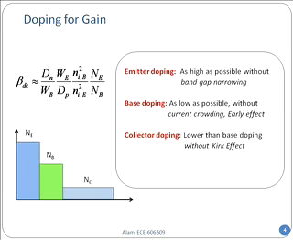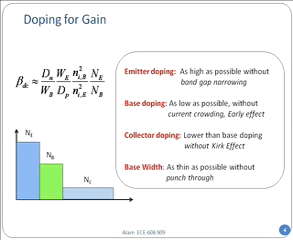As a result, that's called the Kirk effect, and you want to avoid that because it limits high frequency response, as we'll show you today. And finally, the base width as thin as possible, because do you see WB, if you could make WB small, then your gain goes up. So that's something you want to make small.